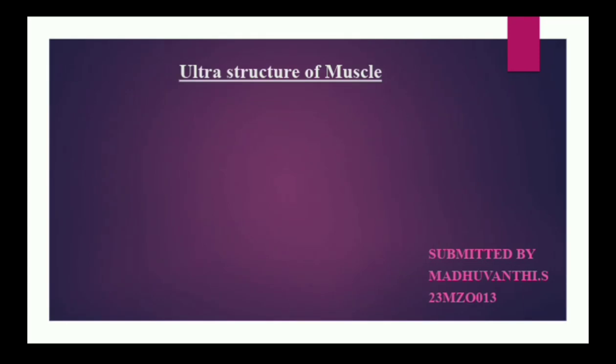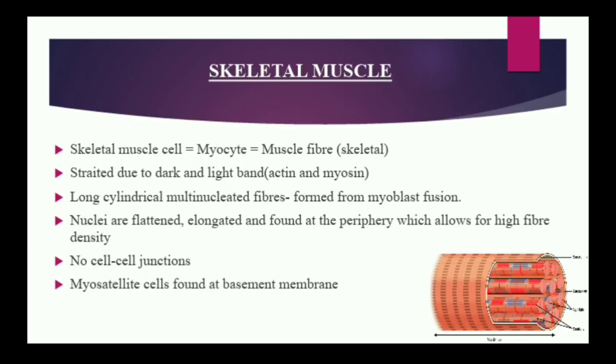Hello everyone. Today we are here to discuss the topic ultrastructure of muscle. Skeletal muscle is equal to myocyte or else muscle fiber, striated due to dark and light bands present in them, that is actin and myosin.